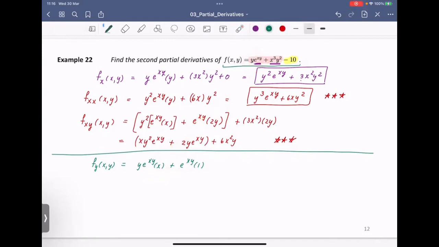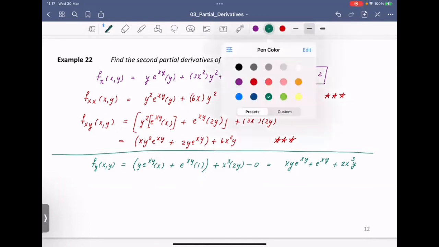And then here, this is x cubed y squared, right? So that's going to be x cubed, and then y squared differentiated, you get 2y, and the last one is 0. Okay. Simplify it. So we get xy e to the xy plus e to the xy plus 2x cubed times y. Hard, yeah, a little bit hard because there are so many terms that you have to differentiate. Okay. Well, let's do that.